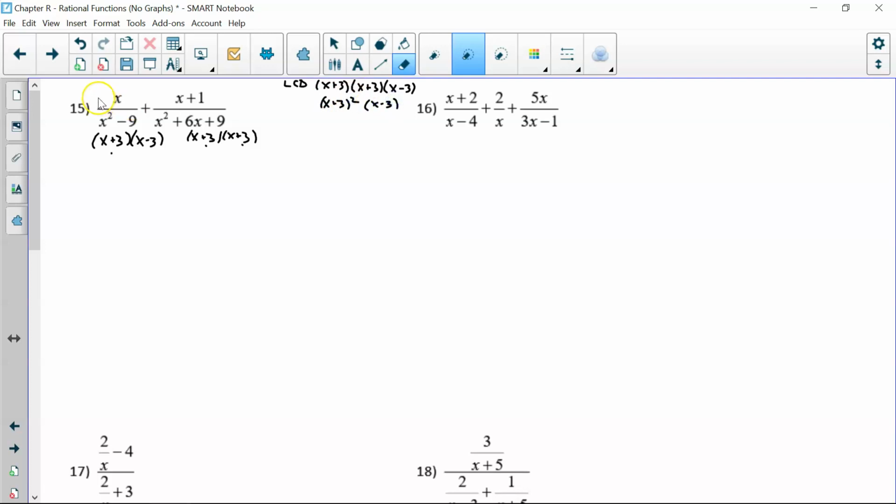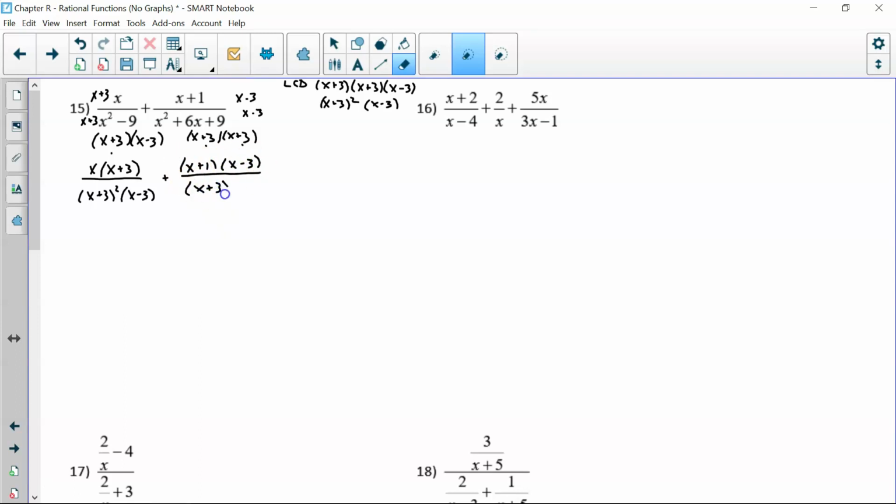So with the first fraction, we need to multiply by x plus 3 over x plus 3. Oh, excuse me. Let's try that again. We get, I'm just going to put it as x times x plus 3 over x plus 3 squared x minus 3. Plus, now for our second fraction, we're multiplying by x minus 3 over x minus 3. So it gives us x plus 1 times x minus 3 over x plus 3 squared times x minus 3.